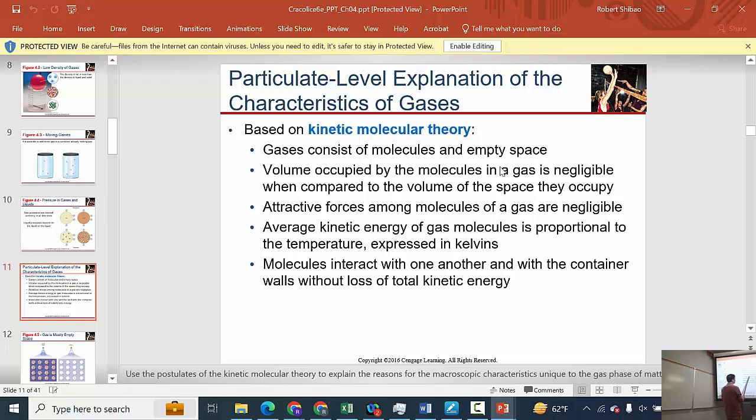Attractive forces among molecules of a gas are negligible. We'll have to talk about this later. The average kinetic energy of gas molecules is proportional to temperature. In other words, kinetic energy is proportional to temperature in Kelvin. So if something is at 0 degrees Celsius, does it have 0 kinetic energy? No, because zero is not absolute. If something has a temperature of 0 Kelvin, does that have 0 kinetic energy? Yes. Molecules interact with one another and the walls of the container without loss of total kinetic energy. We're going to talk more about this later, so don't worry about it for this test.